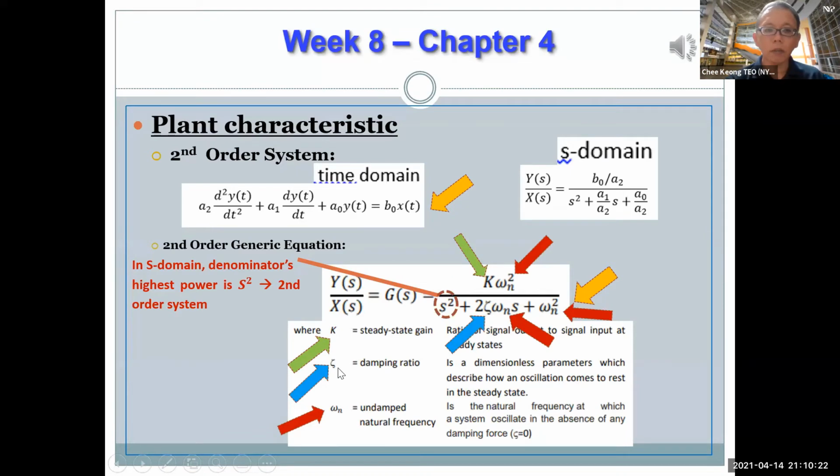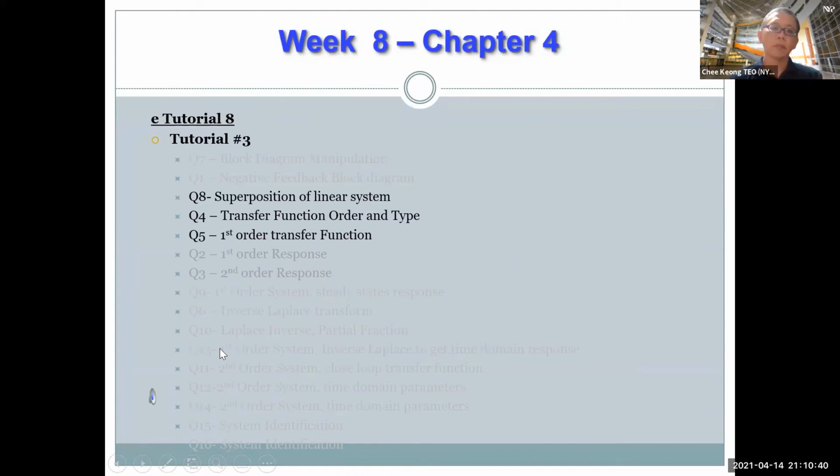Of course zeta can be equal to 0, between 0 and 1, equal to 1, or greater than 1. Later we will discuss the impact of different zeta, what it means to the system. That's second. Please watch the tutorial later. This week the lecture is pretty short, so we will basically discuss 3 questions, which are questions 8, 4, and 5. 4 and 5 are quite straightforward, except the superposition of a linear system. We have to do slightly a bit, but let's go to the tutorial portion.